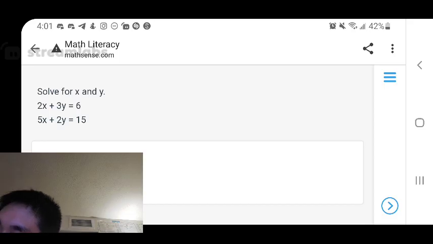So you get negative 3x plus y equals negative 9. Get y by itself: y equals negative 9 plus 3x. Let me separate 34 from 35. So y equals negative 9 plus 3x, and I just plug that into one of the equations. That's how I like to do it. Let me double check.